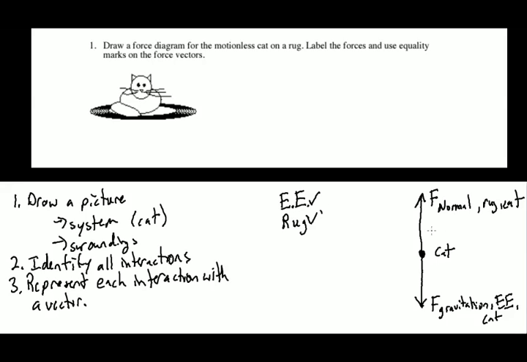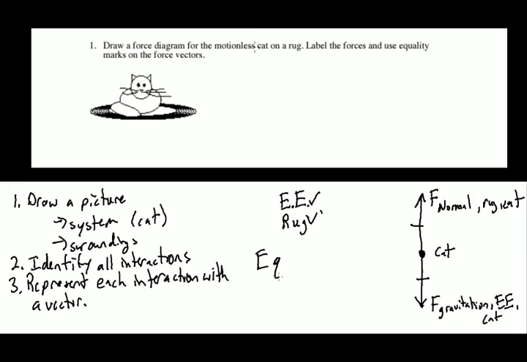We want to identify using equality marks. We know that this force and this force must be equal because the cat is not in motion. If the gravity were bigger, the cat would be falling. If the normal force were bigger, the cat would be launched up in the air. Neither of those things are happening. The cat is what is called in equilibrium.